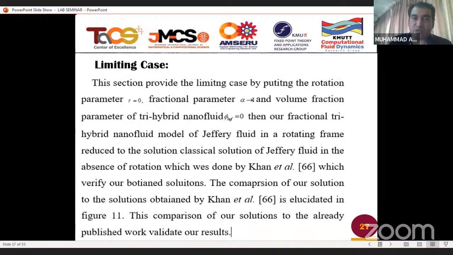Now, limiting cases are also discussed. For example, by putting the rotation parameter 0, fractional operator alpha tends to 1, and volume fraction of trihybrid nanofluid 0, our fractional trihybrid nanofluid model of Jeffrey fluid in a rotating frame reduces to the classical solution of Jeffrey fluid in the absence of rotation, which was done by Khan et al. 66. This citation is given in the paper, which is already published. This is a limiting case. A limiting case helps us to validate our work against already published work. We can show that our results are accurate.